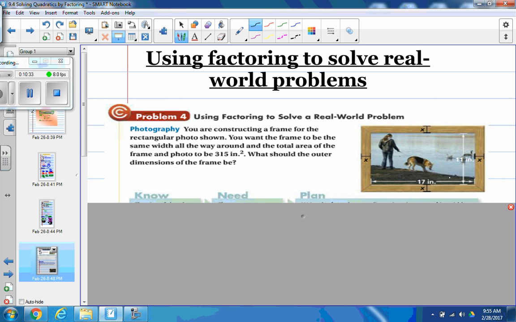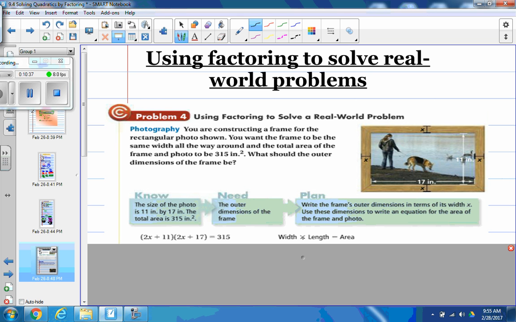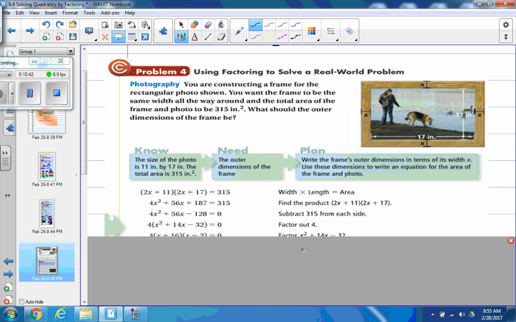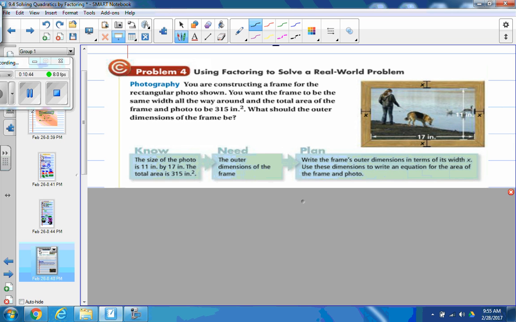We know the inner dimensions are 17 by 11. We need to figure out what the outer ones are so that it equals 315. So what I was saying is, sorry, the length of this whole thing, we know it has 17 in it, but it also has the same width all the way around, so we're going to call that x. So that's where we get the 2x, because there's an x here and an x here. We have x, so it's 2x plus 17.